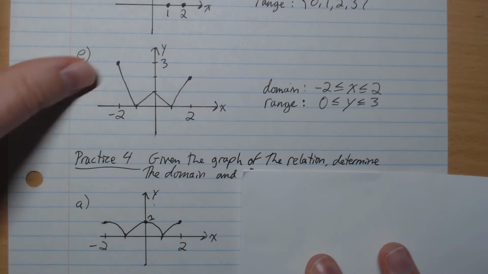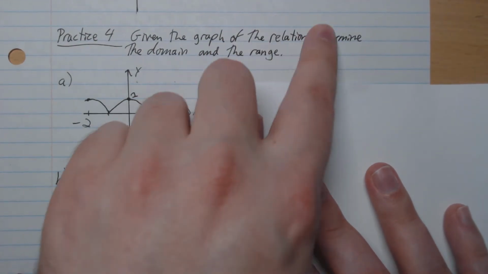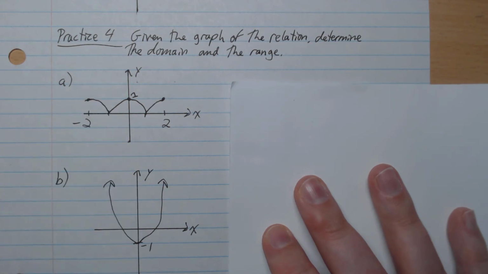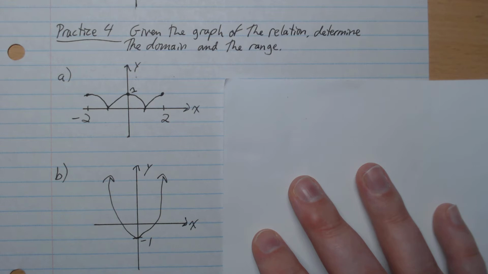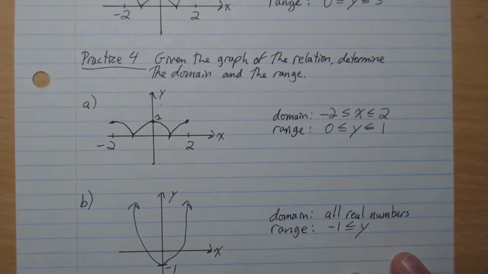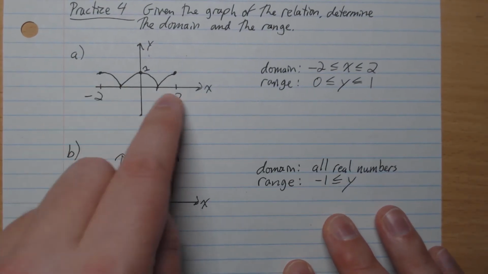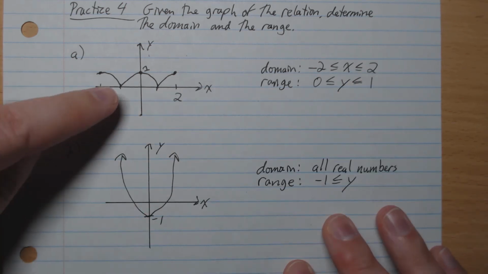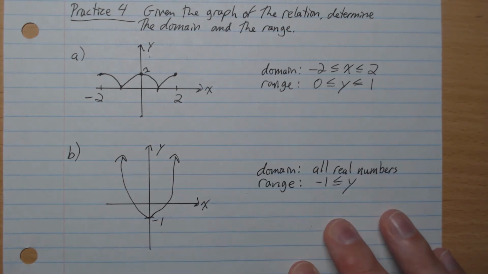Okay, practice number 4. Given the graph of the relation, determine the domain and the range. Go ahead and pause the video and answer that. Okay, we're back. So we have domain between -2 and 2, all the X values like that. Range is between 0 and 1, like that, so 0 and 1.